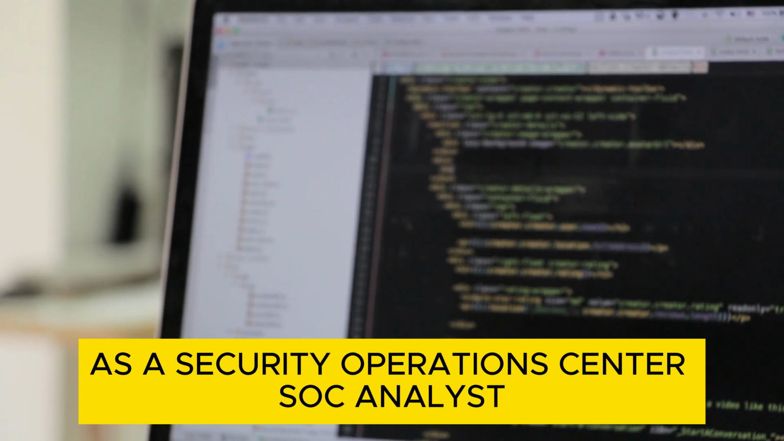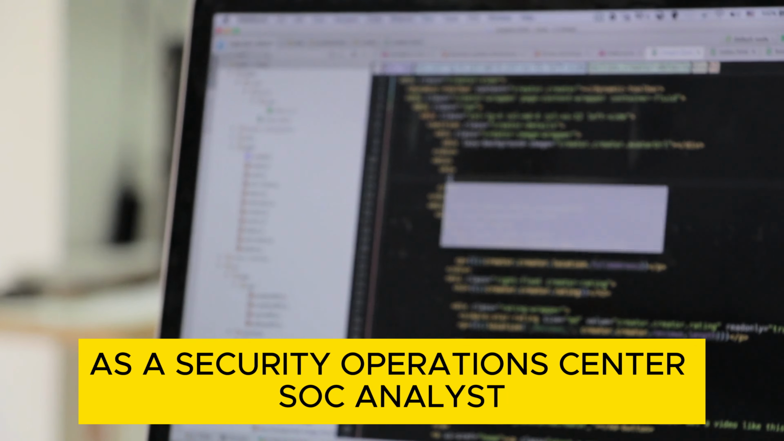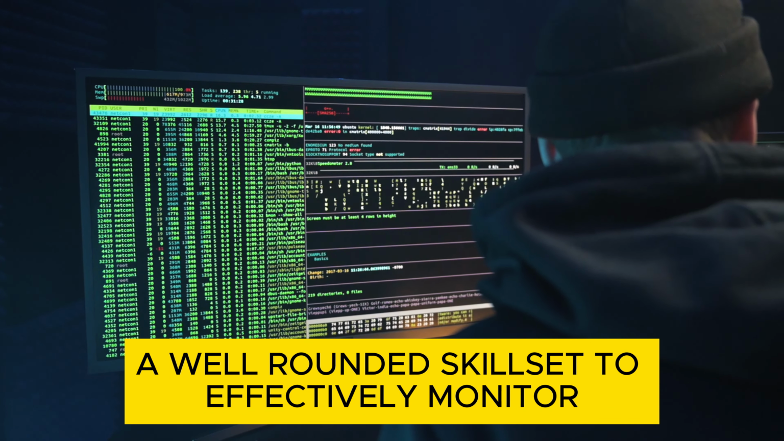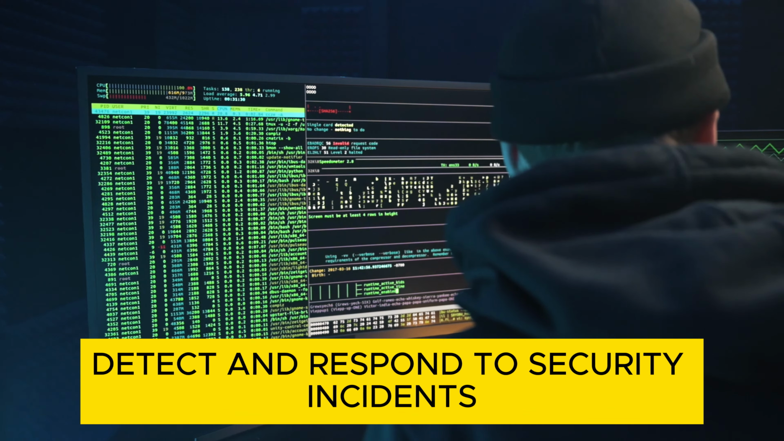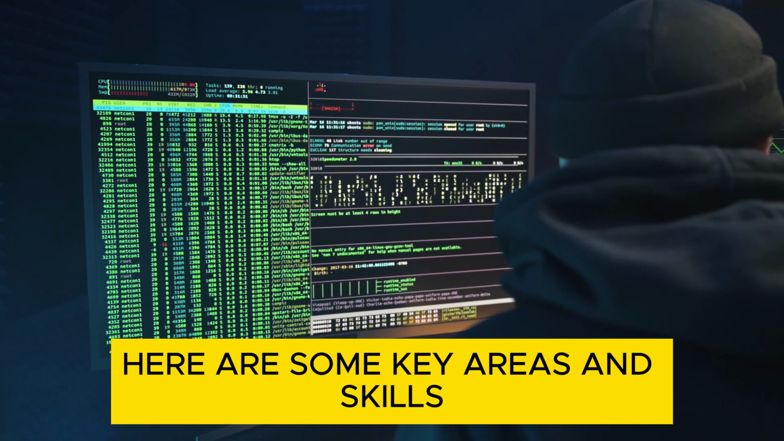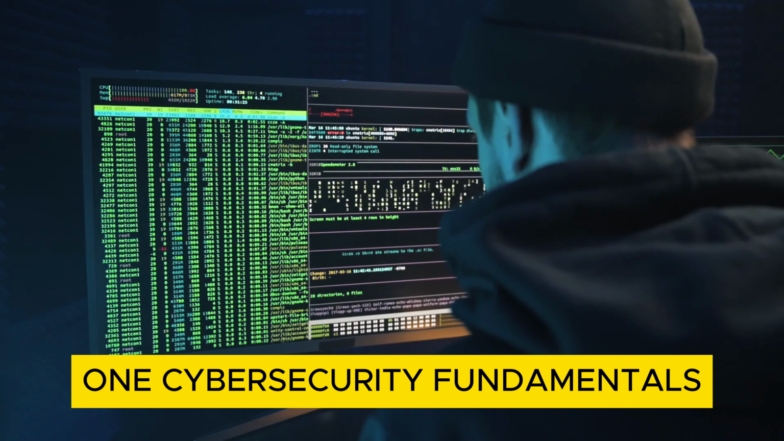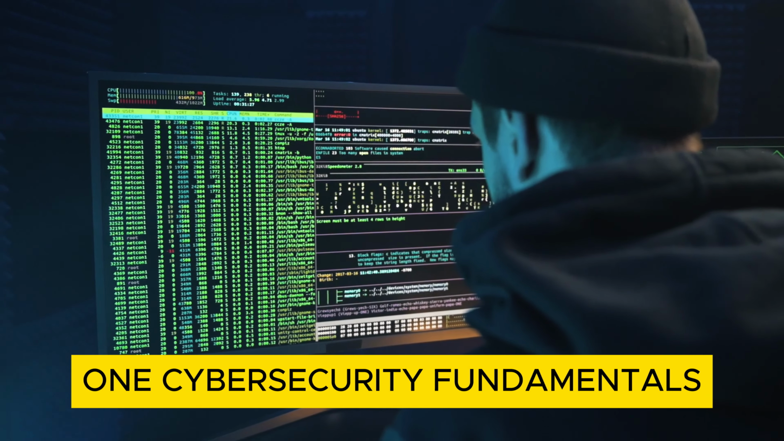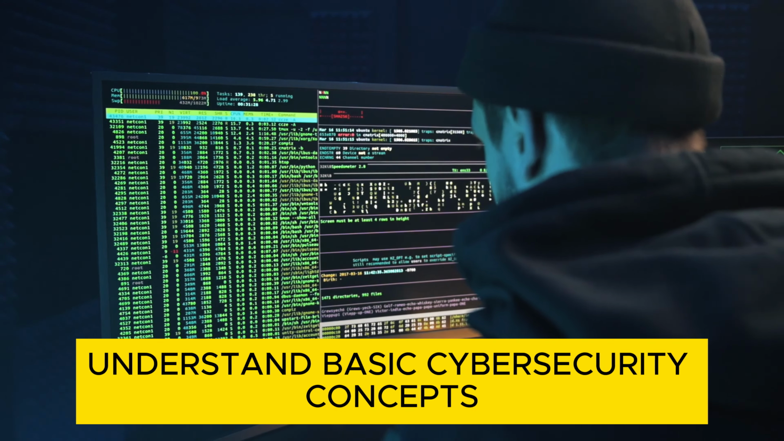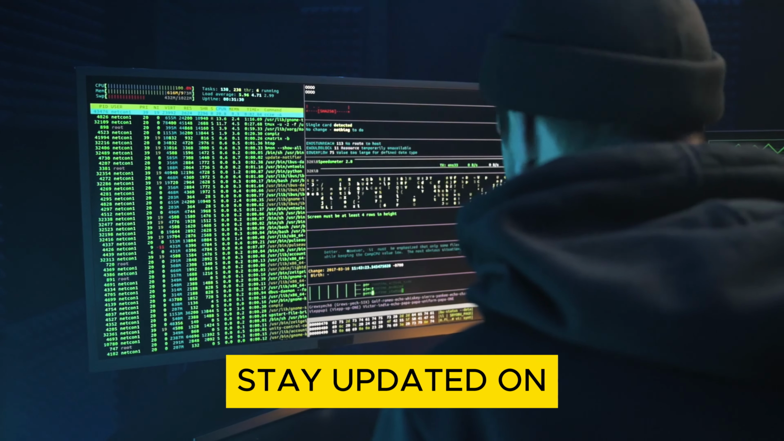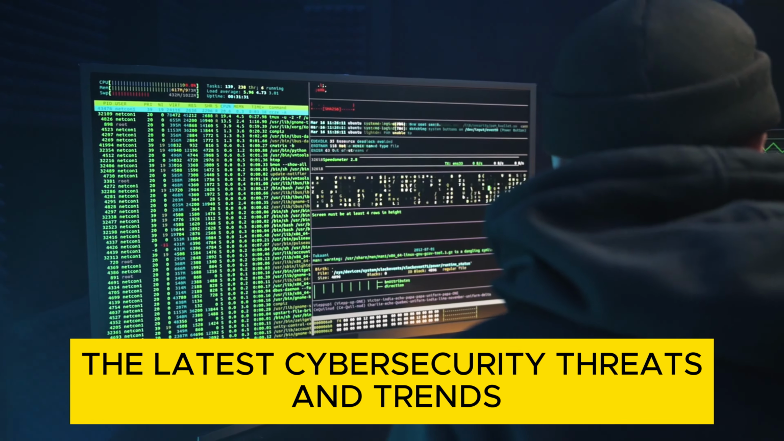As a Security Operations Center (SOC) analyst, it's important to develop a well-rounded skill set to effectively monitor, detect, and respond to security incidents. Here are some key areas and skills you should consider learning. 1. Cybersecurity fundamentals. Understand basic cybersecurity concepts, principles, and terminology. Stay updated on the latest cybersecurity threats and trends.